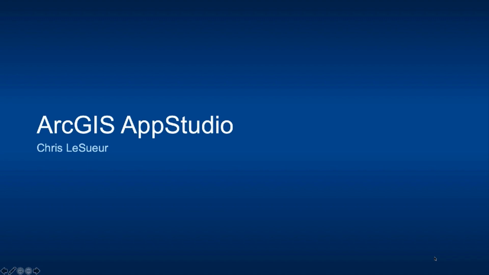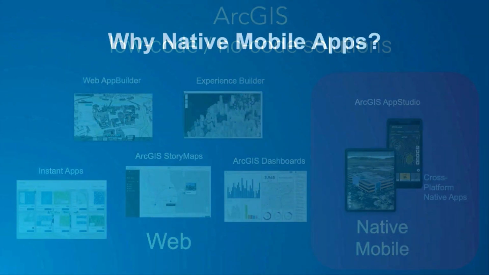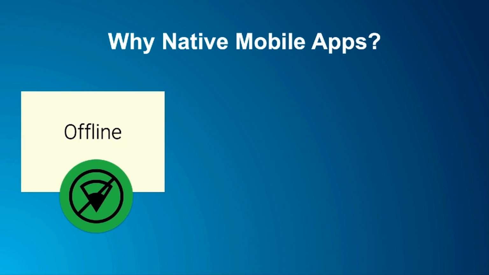As I mentioned before, at Esri we have many tools for building apps for the web, low-code, no-code solutions for building apps for the web. And we also have AppStudio as our no-code, low-code solution for building native mobile apps. So the question is, why native mobile apps? Why do we care? Why can't we just build for the web? Isn't that going to solve our solution in most cases? Well, in many cases it will, but there are times when you need a native mobile app.